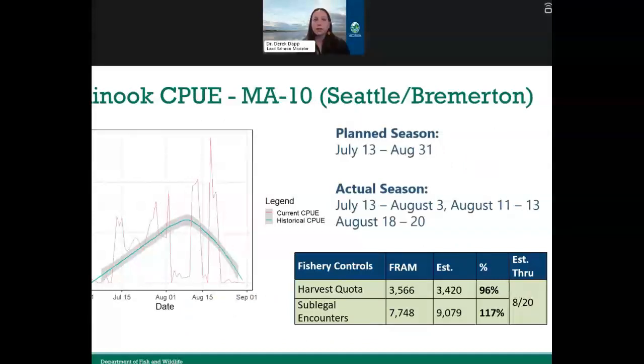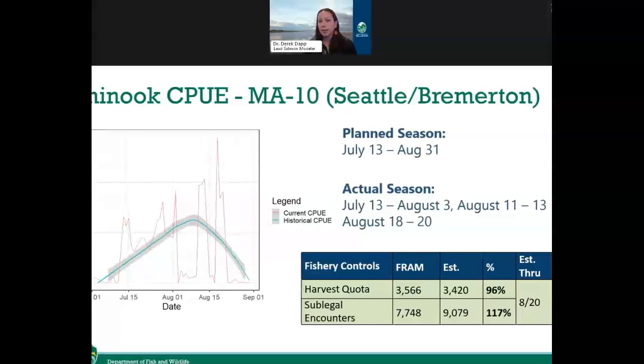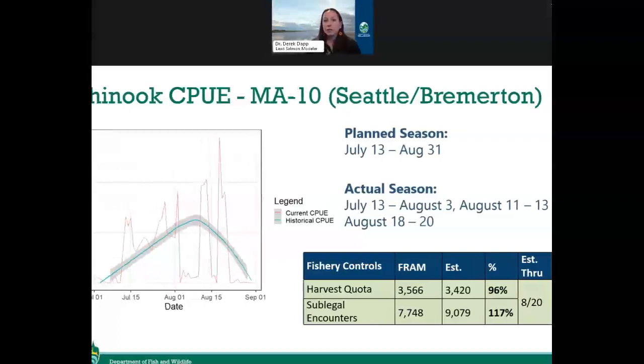So this is looking at the Chinook catch in Area 10, which is the Seattle-Bremerton area. This fishery was planned from July 13th through the end of August. We did kind of have some back and forth with this one. I'm sure there'll be some questions on this, which I can definitely answer later on. The actual season lasted from July 13th through the beginning part of August, and then closed down.